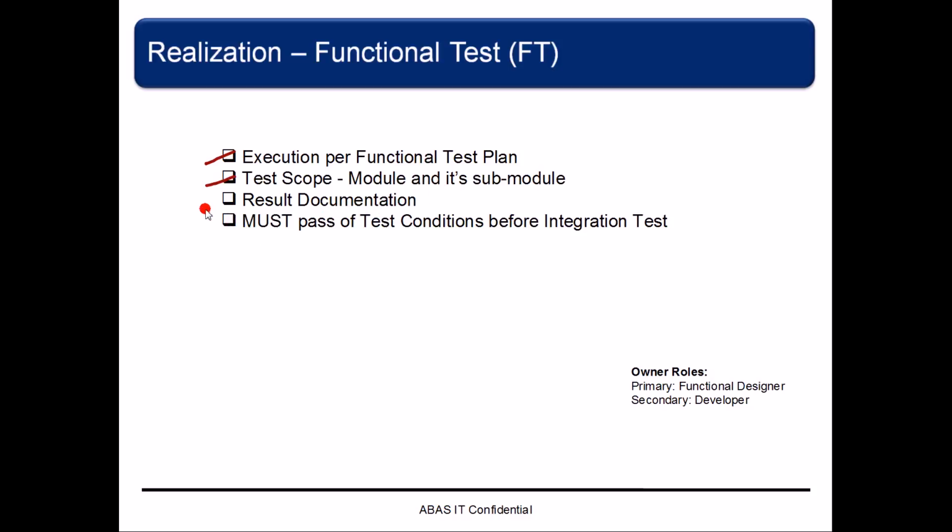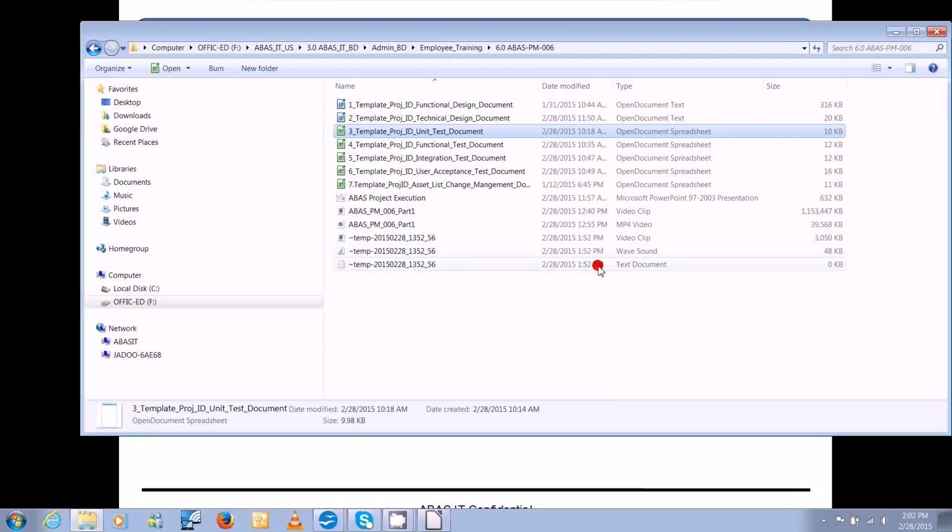The result is documented, and it is a must pass that it has to be completed before we start the integration test. The owners of this are primarily the functional designer and secondarily the developer, because any failure in the functional test will go back to the developer to fix it, move it to quality again, and then the functional test is going to start. I'll review the functional test document, how it looks and how we are going to document and record those.